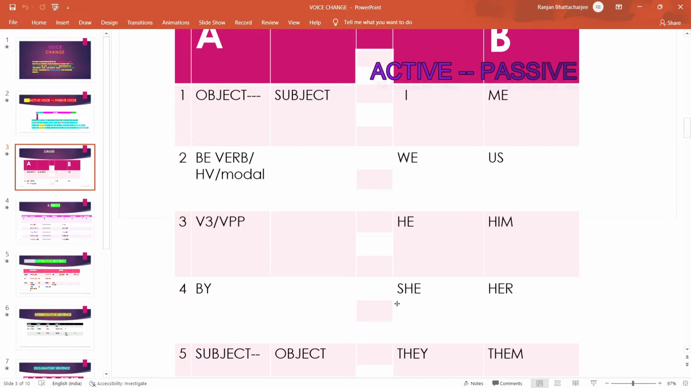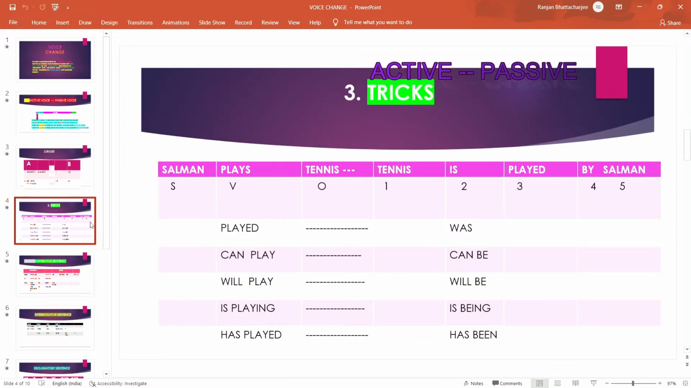So these are generally the rules that you should know before converting active into passive. Now, my dear students, let us go to the next step: how to solve the tricks. Just follow me. I think you can understand because these are very simple. I have taken one very simple sentence for you, for proper understanding.